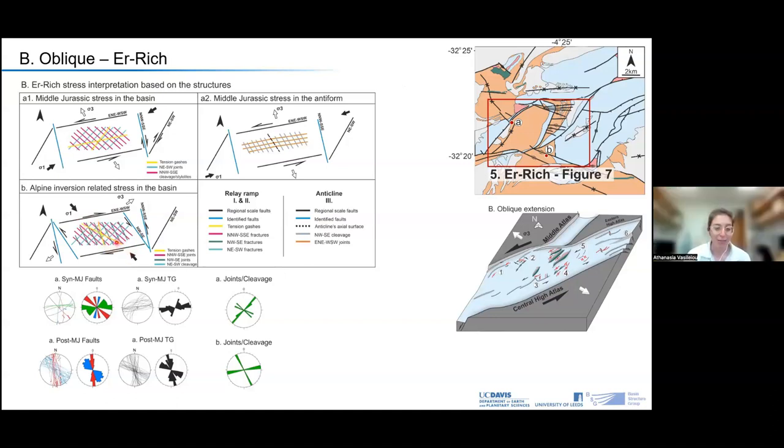And this basically shows the northwest-southeast sigma 1 trend. And the rest of the tensor gases show mostly northeast-southwest sigma 1, which is very consistent with what the stress regime would be to form the anticline.